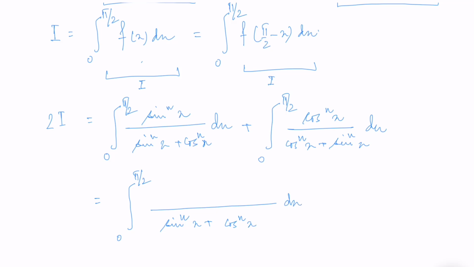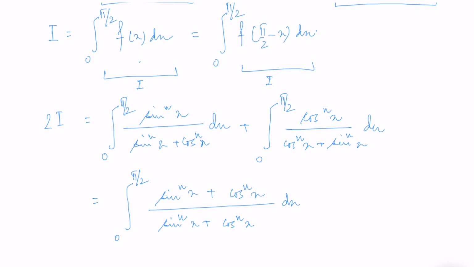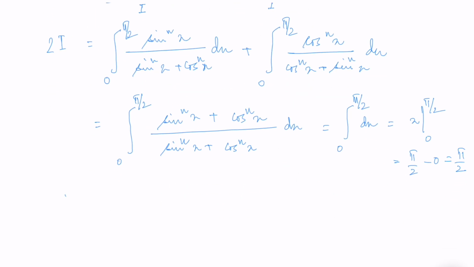And what's happening in the numerator? This is sine to the power n x plus cos to the power n x. Wow, what happened now? The numerator and denominator are the same. So all of this just cancels out. So this simply becomes the integral from 0 to pi by 2 of dx, which is nothing but x evaluated from 0 to pi by 2, which is pi by 2 minus 0, equal to pi by 2. So now I have 2I equal to pi by 2, which I can conclude as I equal to pi by 4. This is my final answer.